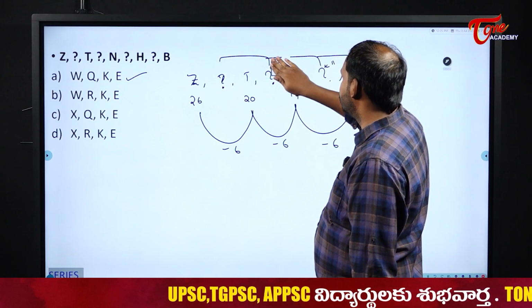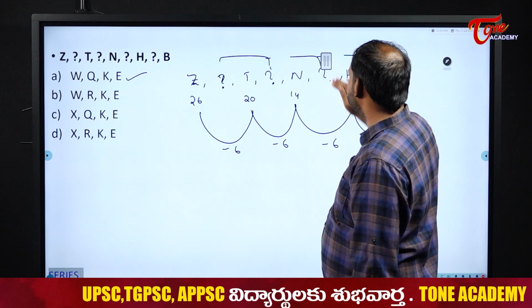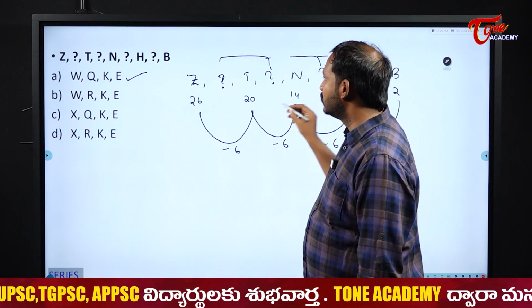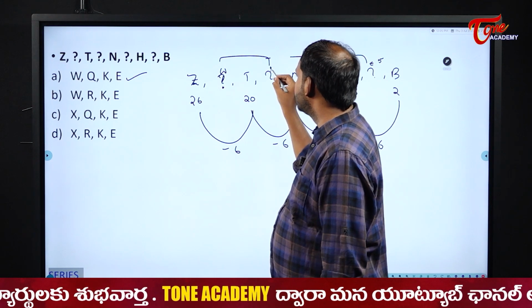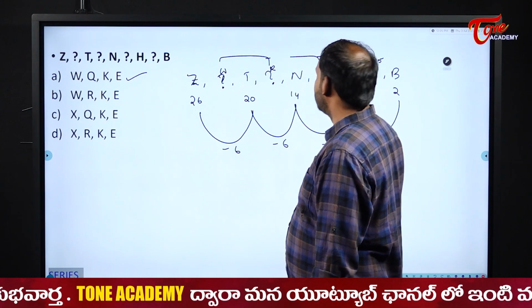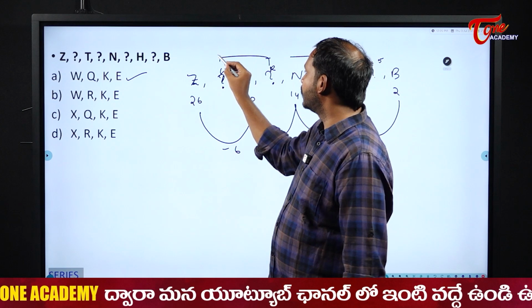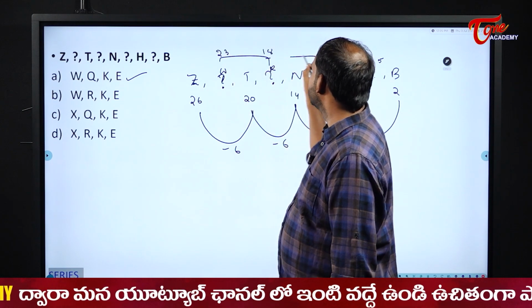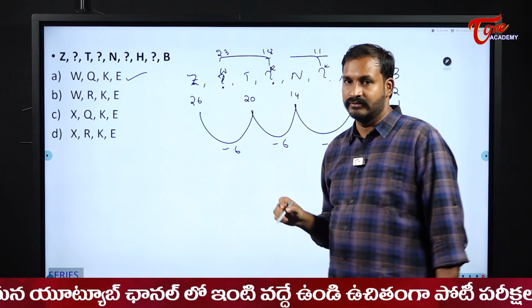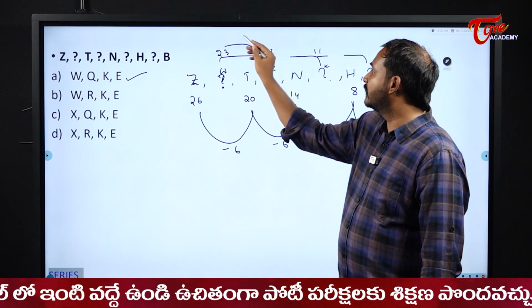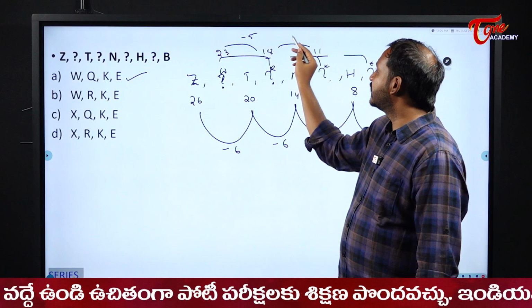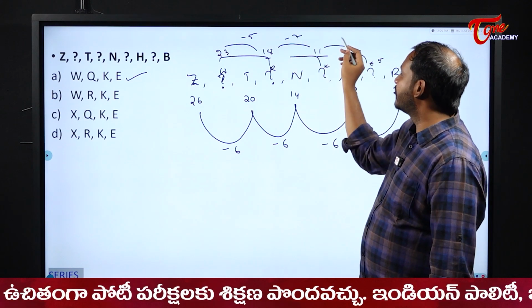Okay, we will just verify which is the wrong one here and why it is wrong. Now see the second option. If I put W, R, K and E, W will become 23rd, R will become 18th, K will become 11th and E becomes 5. Now please check the difference. Here the difference is minus 5, but here the difference is minus 7. Next the difference is minus 6.